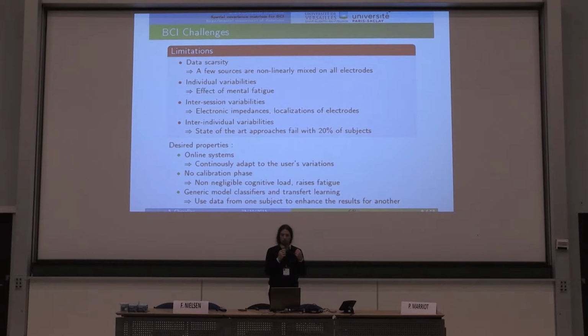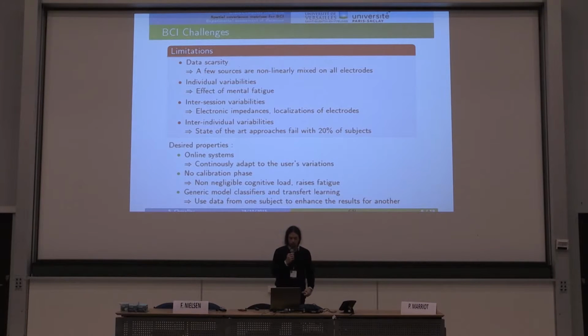So there are lots of limitations when dealing with brain-computer interfaces. The first is the scarcity of the data. That is, there are only a few sources active at a given moment, and they are mixed on all the electrodes. And also, there is all the variability at the individual level, which could be affected by fatigue, or at the session level between recordings due to variation in electronic devices or the positioning of electrodes, and across individuals, where there is still some unexplained failure for one person over five.